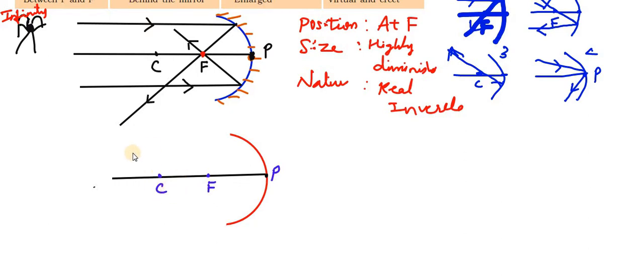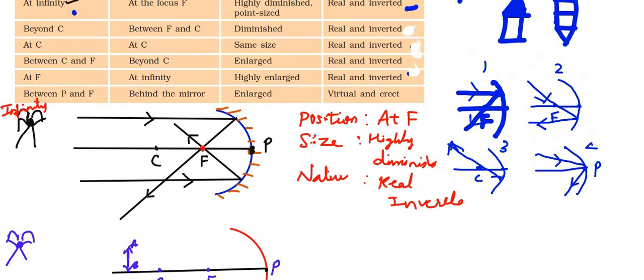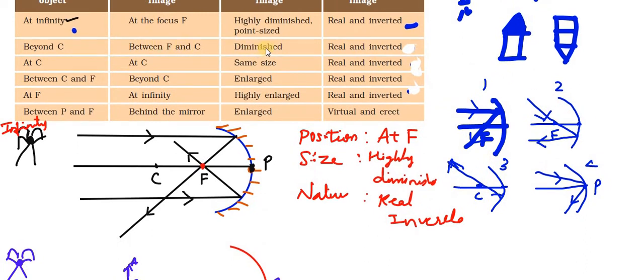Now I am going to place the object behind C. Behind C means I will place it at this point. Suppose this is the object, you can draw this as AB. See here, this is the object. When we place the object here, where should the image be placed? The image will be between F and C, right? And it is diminished also.